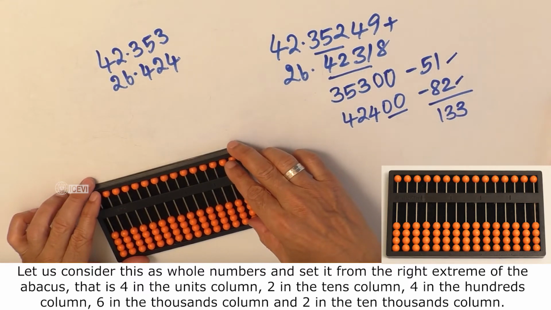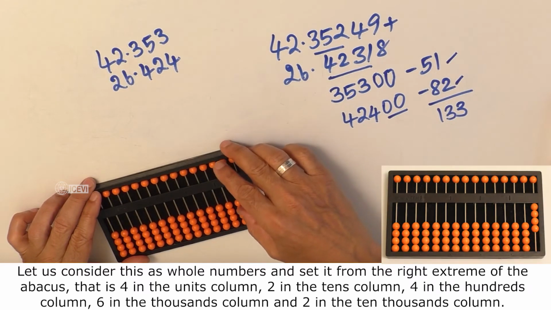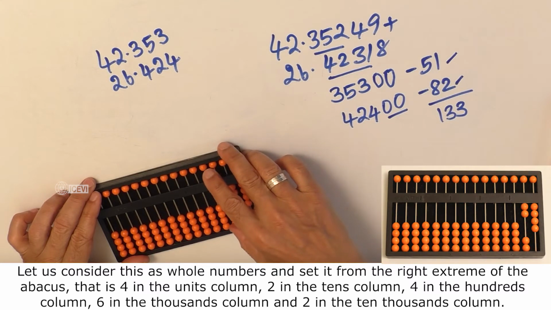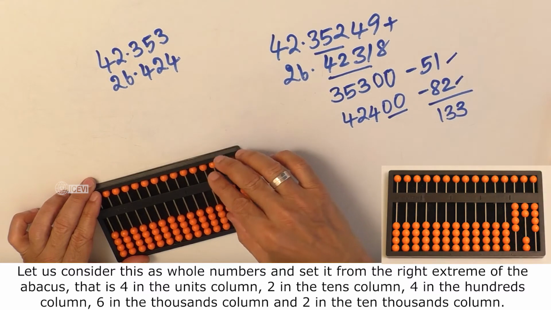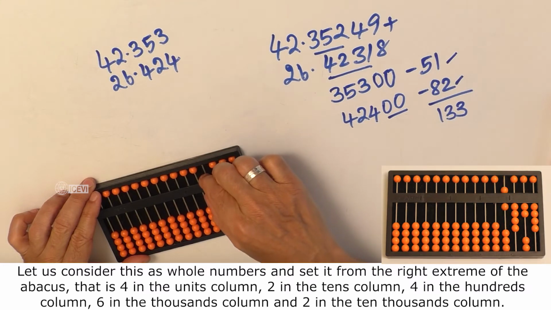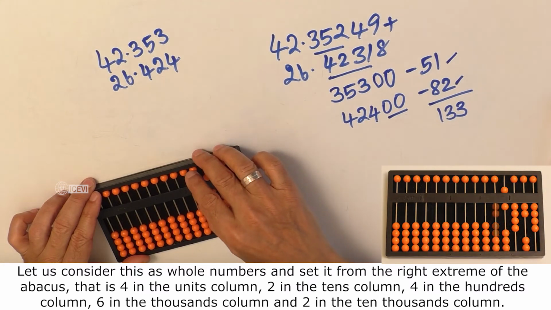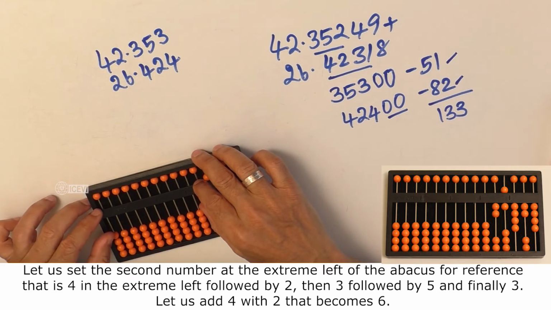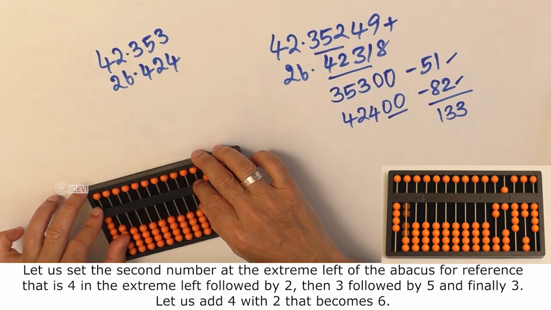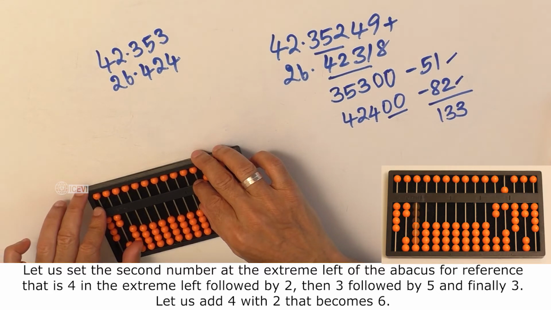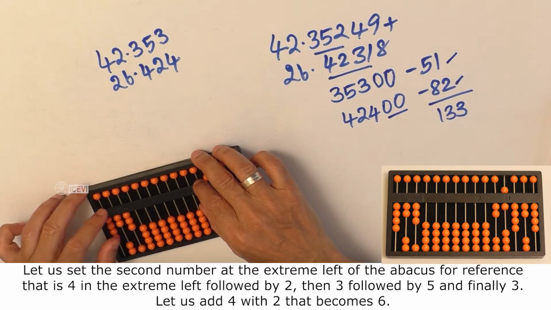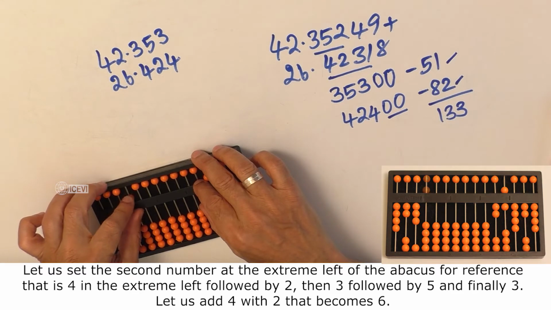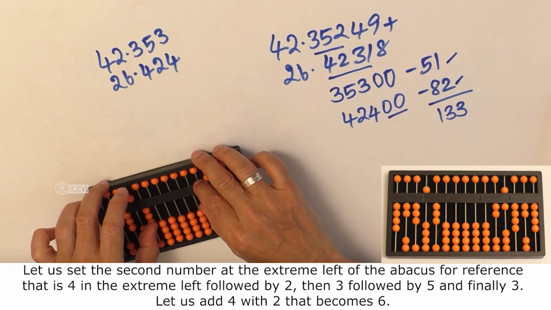That is 4 in the units column, 2 in the tens column, 4 in the hundreds column, 6 in the thousands column, and 2 in the 10,000s column. Let us set the second number at the extreme left of the abacus for reference. That is 4 in the extreme left, followed by 2, then 3, followed by 5, and finally 3.